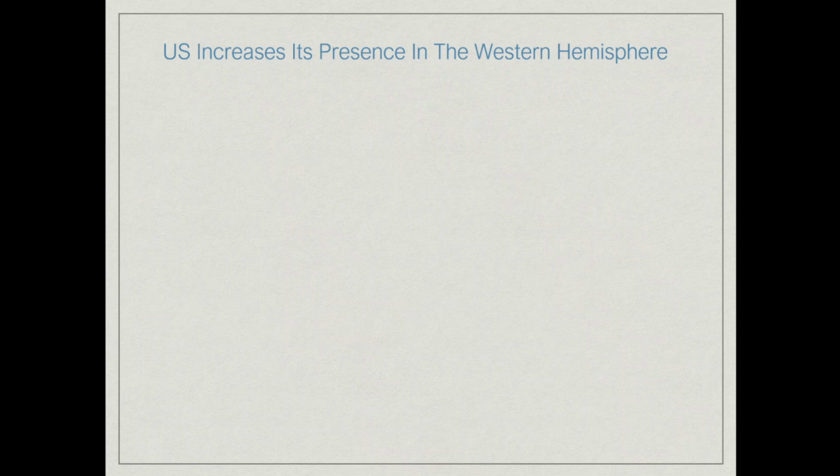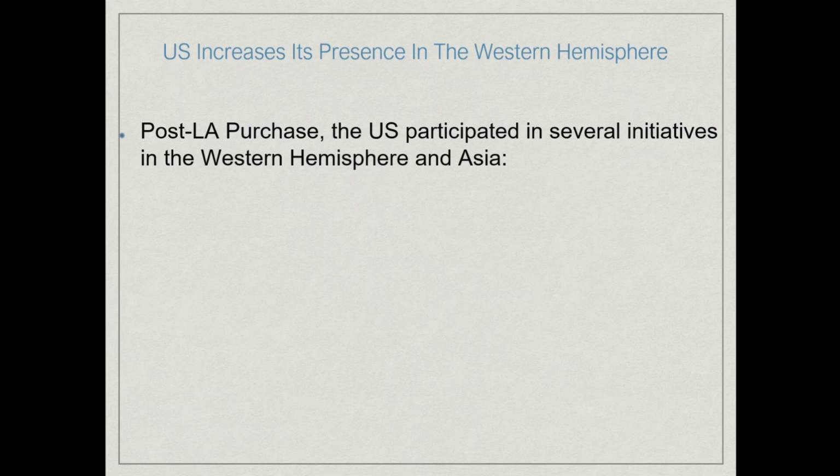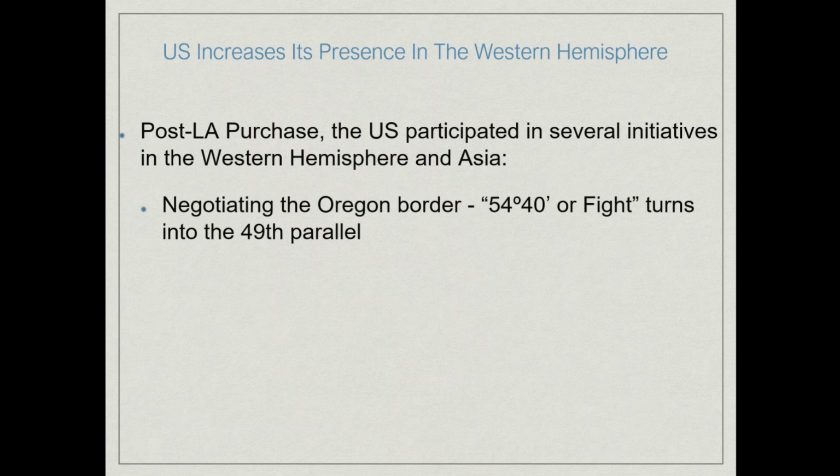So America is going to increase its presence in the Western Hemisphere. Let's talk about that. After the Louisiana Purchase, America will participate in several initiatives in the Western Hemisphere and Asia. Under Polk, which we'll talk about next unit as well, they will negotiate the Oregon border. He promised to go to war with Britain, but he will negotiate at the 49th parallel.